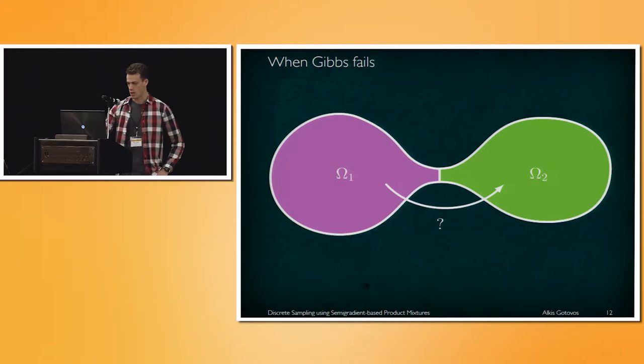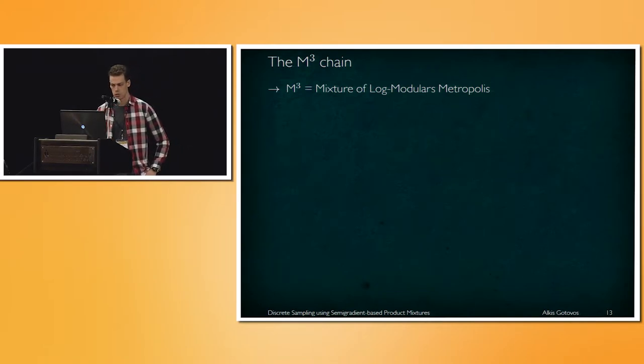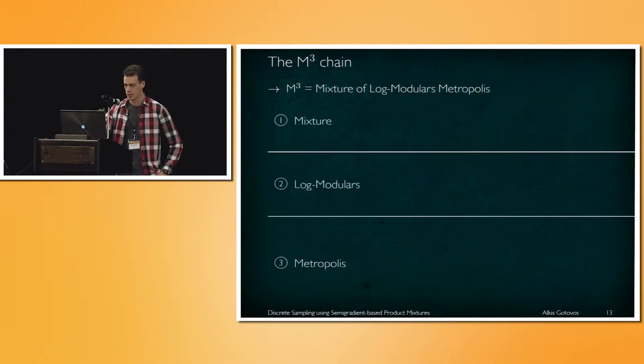Okay, so what we propose to do that is a different kind of sampler, which we call this M-cubed chain here, which stands for mixture of log-modulars Metropolis chain. So let me explain each of these parts one by one, and I'll start with the Metropolis part, which is fairly straightforward. So our chain is just a standard Metropolis chain, so which means we have a target distribution here, P, that was the distribution that I was talking about before, so this is e to the F.